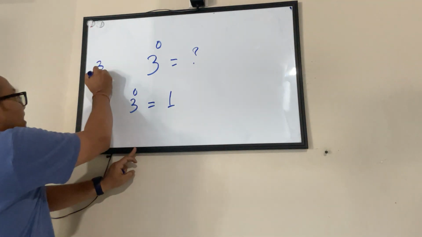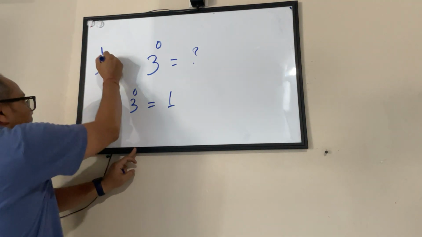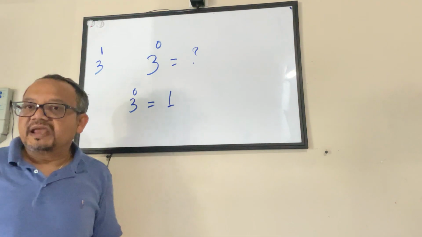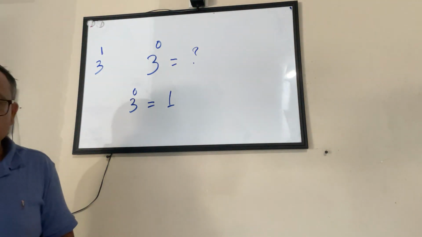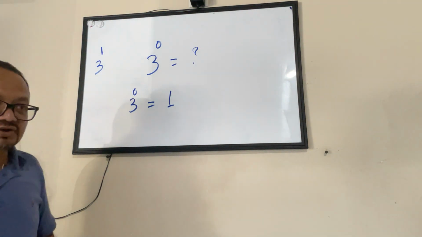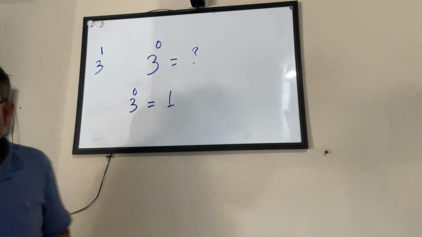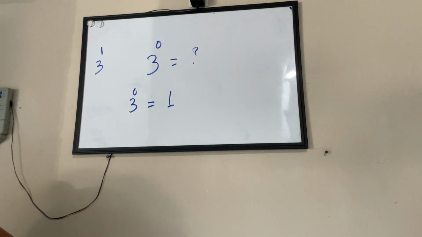Because it will be 3 when it is 3 power 1. Any number to the power 0, any number to the power 0 except 0, okay, means 1.